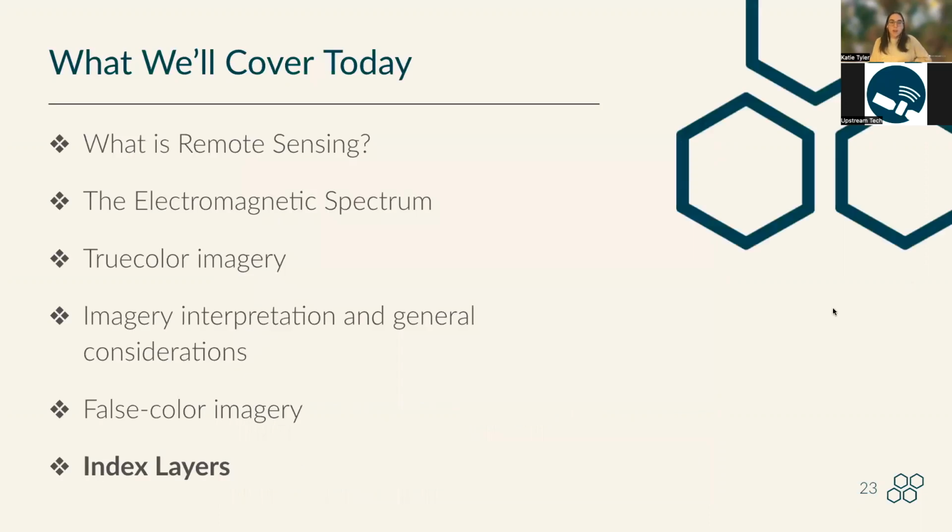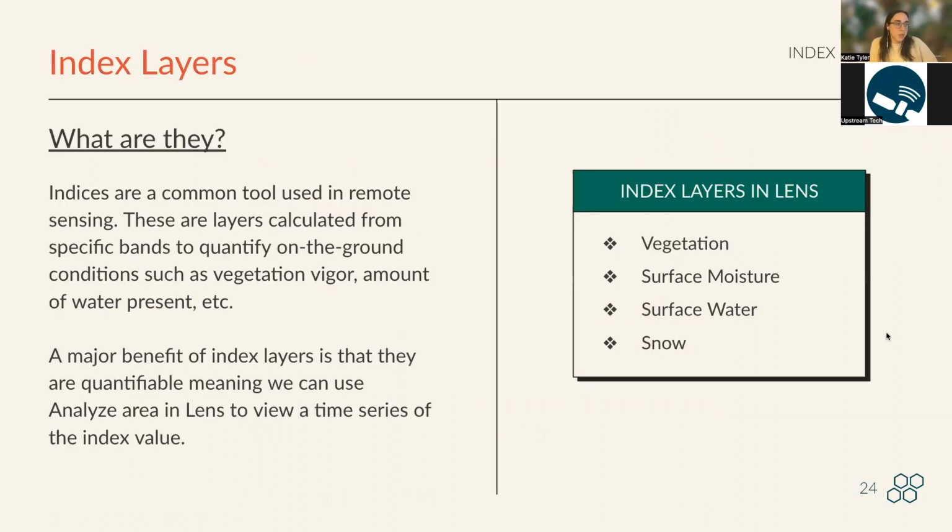All right, so that wraps up our false color imagery. And then lastly, we're going to talk about index layers. So index layers, indices are really common in remote sensing. These are essentially, we take the different bands that satellite captures and add and subtract them to make an equation that is an approximation for some specific phenomenon on the ground.